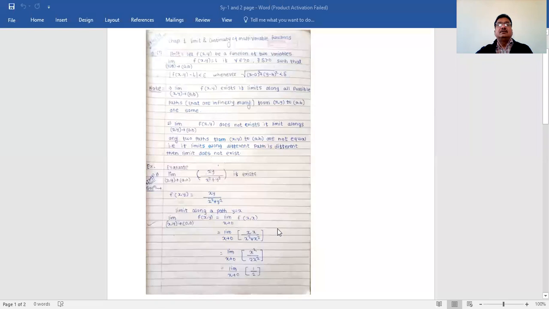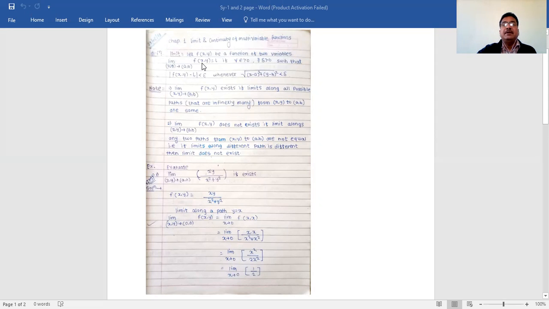So we will start a new paper, paper number 1, calculus of several variables. And the first chapter is limit and continuity of multivariable functions, or limit and continuity of these several variable functions.